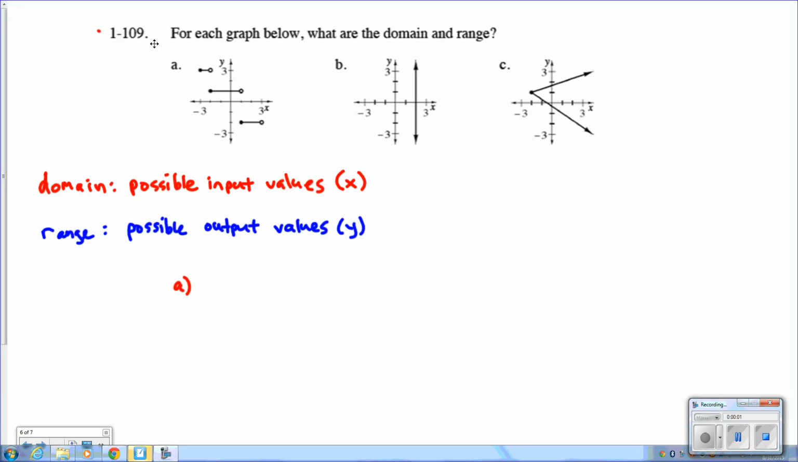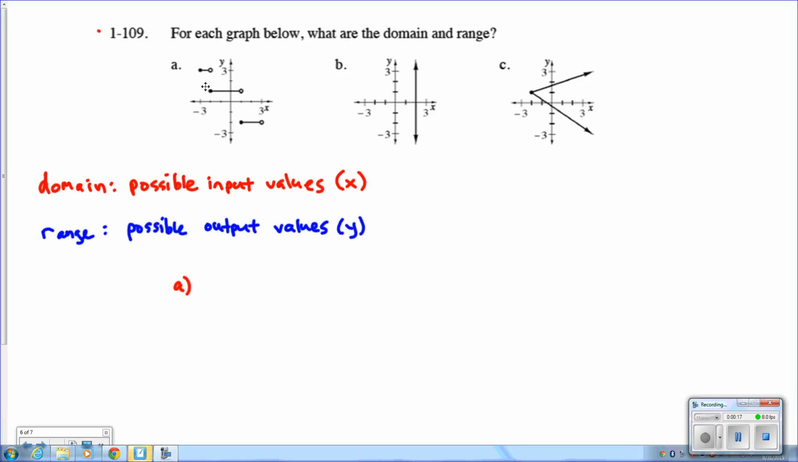Problem 1-109. For each graph below, what are the domain and range? Real quick, domain is the possible input values, or the x-coordinates. Range, possible output values, or our y-coordinates.